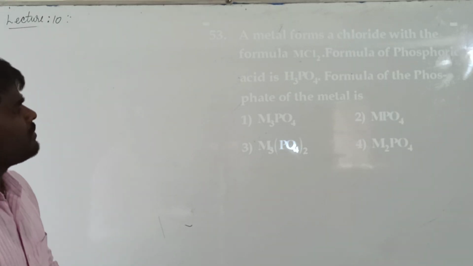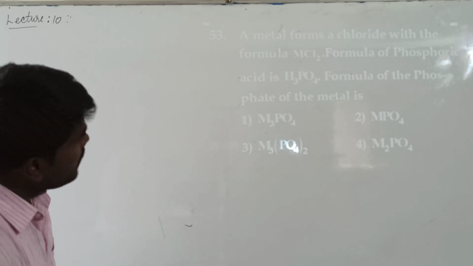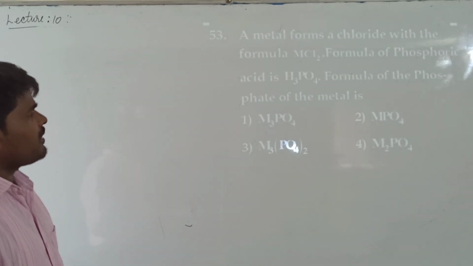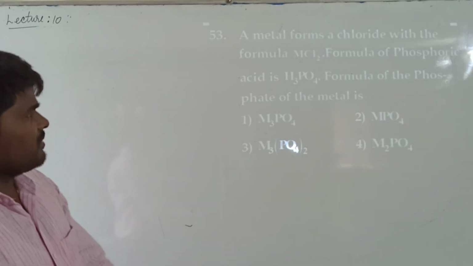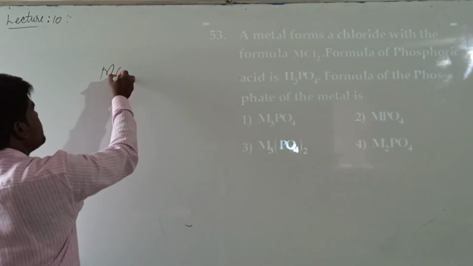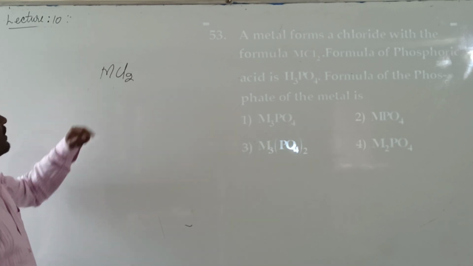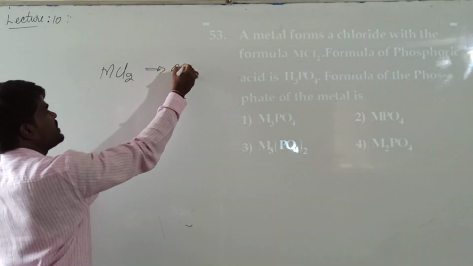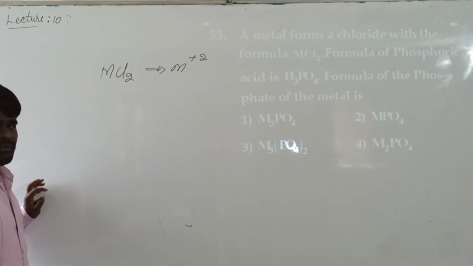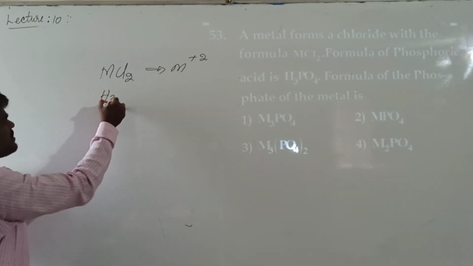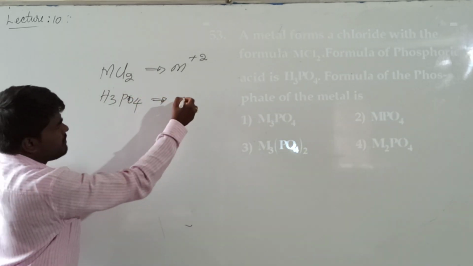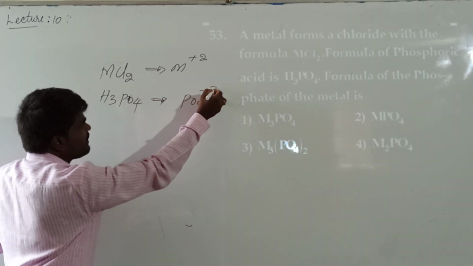A metal forms a chloride with the formula MCl2, and the formula of phosphoric acid is H3PO4. The formula of the phosphate of the metal is? Here he has given the chloride of the metal as MCl2. That means the metal is bivalent. It is having +2 charge, and he has given H3PO4, phosphoric acid. What is phosphate ion? Phosphate ion will be PO4 minus 3.